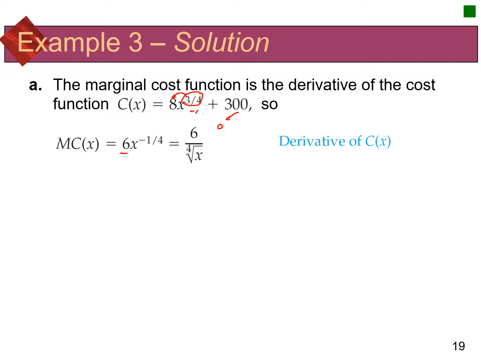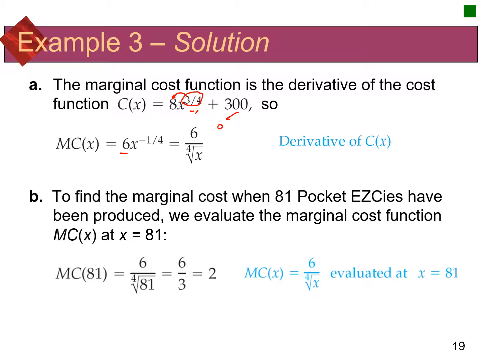For part B, they want you to evaluate what happens when x was 81. So we just plug 81 in. The 4th root of 81 is 3, so I end up with 6 over 3, which is 2.